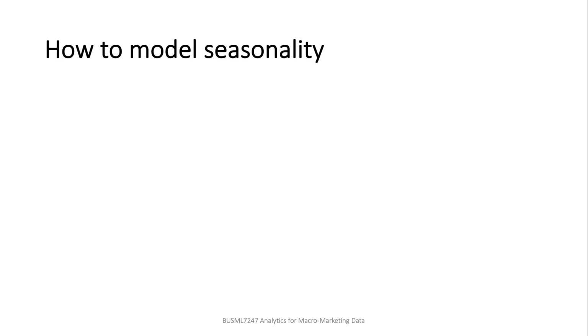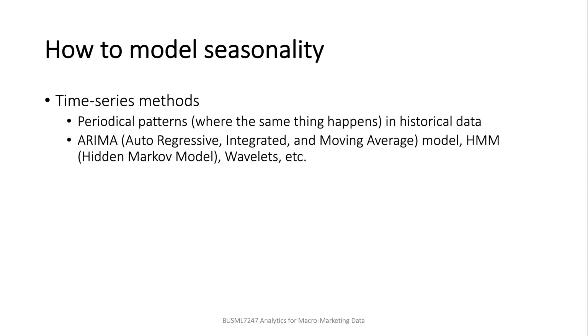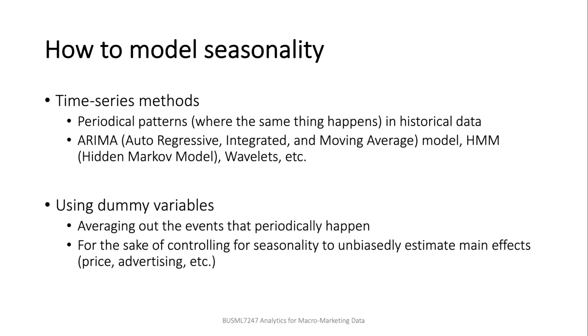There are various methods to model seasonality. One group of methods is time series analysis, including ARIMA, HMM, wavelet, and etc. Those models rely on periodical patterns in historical data, like something that happened 12 months ago happens again. That is, those models focus on identifying the periodical interval from data. Another way is to use dummy variables. We can create dummy variables for all events that periodically happen prior to analysis. To control for the seasonality, we may put in all of the dummies, and for each seasonal event, this approach focuses on the average effect size over time.